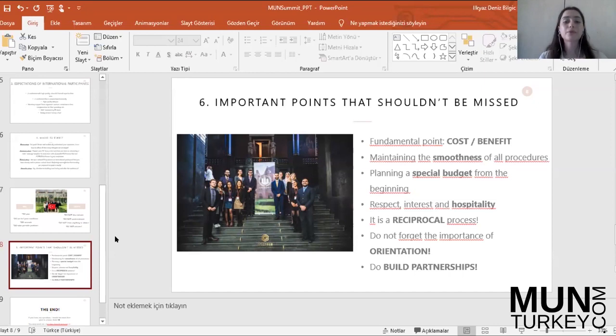Do not forget the importance of orientation. It might be a pre-conference trip, or it might even be a warming-up session. And do build partnerships, because partnerships are your windows to the future for your conference, and partnerships build trust, which will eventually come in very handy for your further editions.